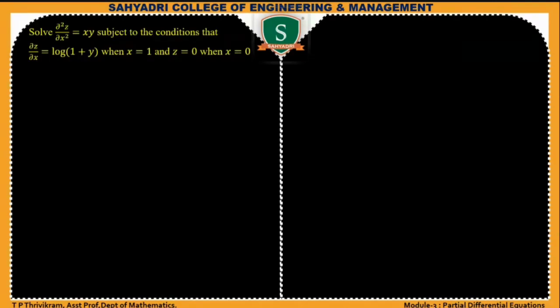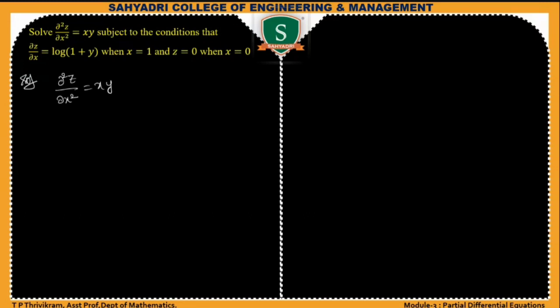Now observe this question. This is also like the same. This question I will do. Next question I will give as homework, just try it. So here they have given dou square z by dou x square is equal to xy. The conditions are dou z by dou x equals log of 1 plus y when x equal to 1, and z equal to 0 when x equal to 0. So how to represent it in notation form?